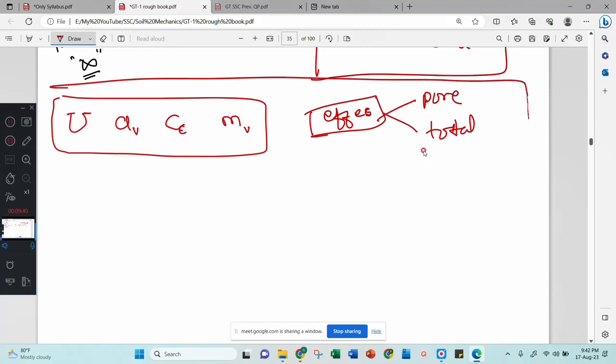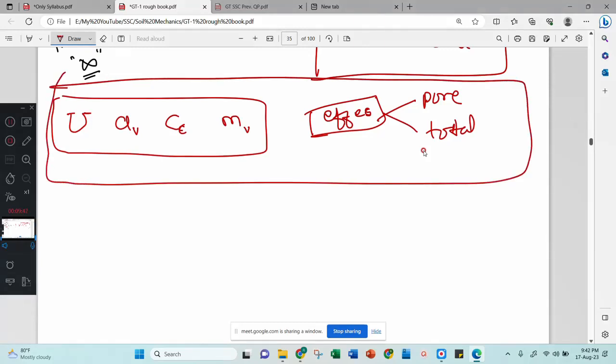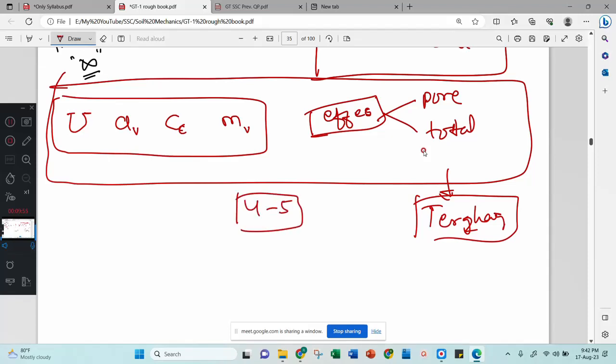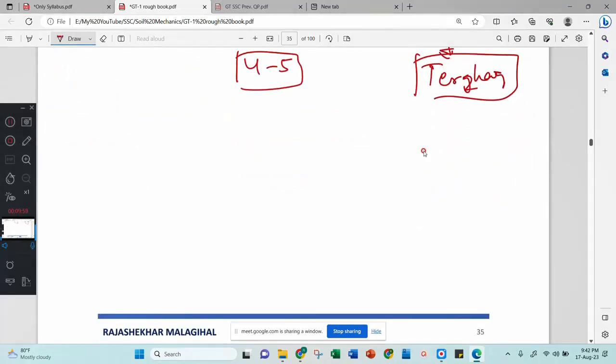Considering all of them, our father, who is our father? Terzaghi, our father. Terzaghi derived one big equation, about four to five pages involving differential equations and all. Finally, he concluded with one equation that is called the consolidation equation. I will give you the consolidation equation.